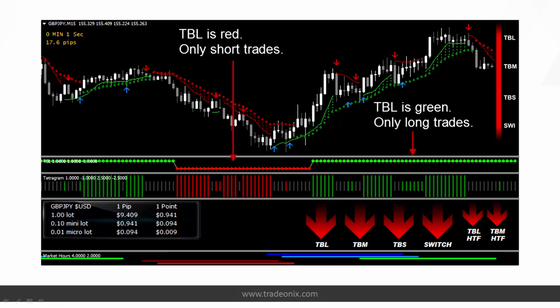It's important to note at this point that when the TBL turns red, we don't automatically take a trade. When the TBL turns green, that's not a trade signal. We're not looking to take a trade when the TBL switches from one color to the next. What the TBL does is tell us what direction to be looking for trades. So once the TBL turns red, at that point, we're going to start looking for short trades to take. Once the TBL turns green, we're going to start looking for opportunities to go long.